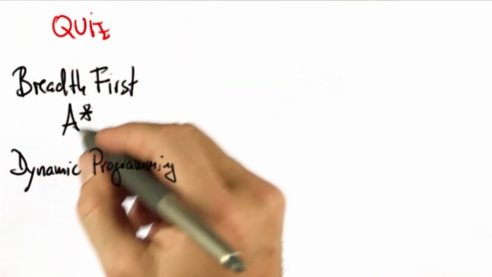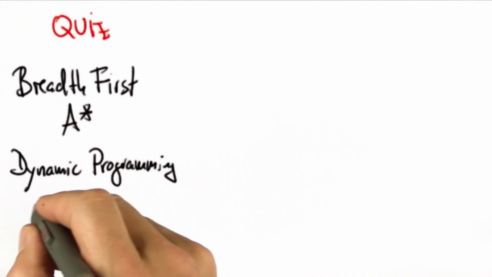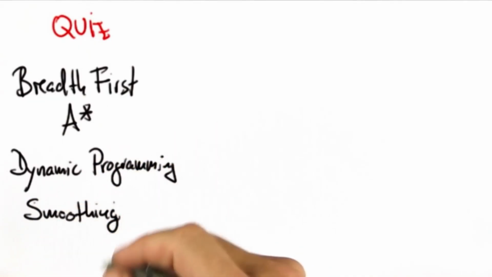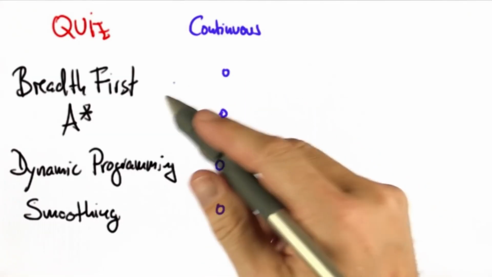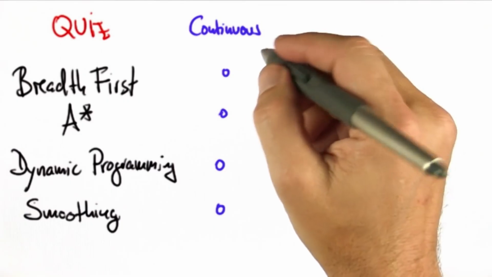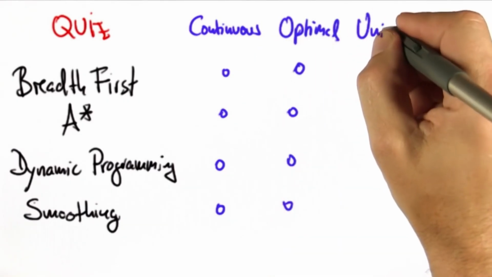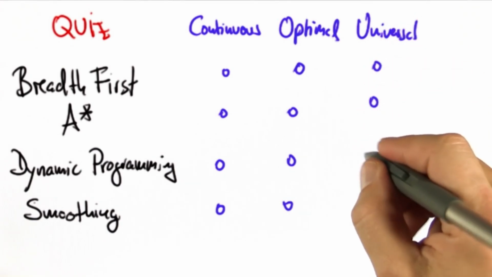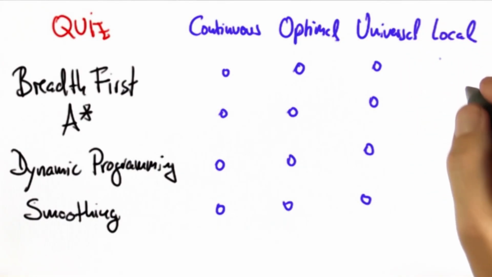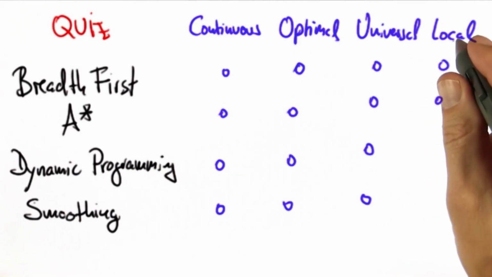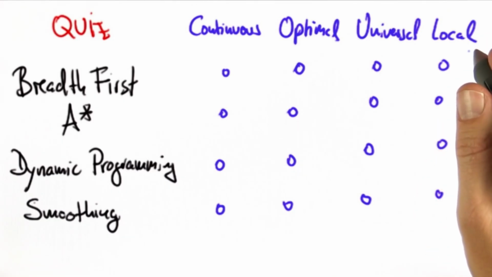You learned about breadth first, A-star, dynamic programming. And for the sake of this comparison, I also include the smoother, which is more like plan refinement. Check any or all of those boxes if the corresponding planner acts in a continuous space, if it finds an optimal solution, if it's a universal plan, that means the solution once found can be applied to arbitrary states, or if the solution is local, which means given an approximate initial solution, it cannot really do anything more than just locally refine the solution.